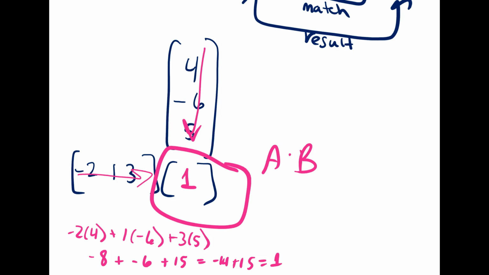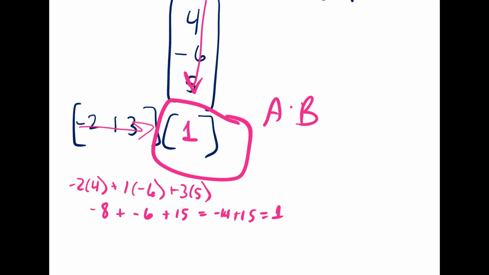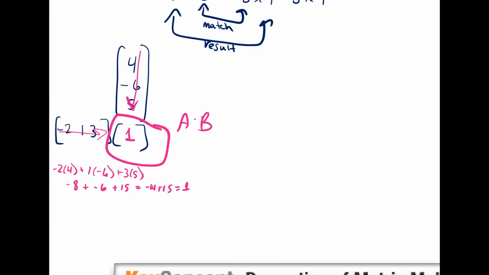And it's just one? Surprise, it's the answer. It's the number. It's unsatisfying. I mean, -8 minus 6 plus 15. Yep, -14 plus 15 is 1. Will we have calculators? We'll see.